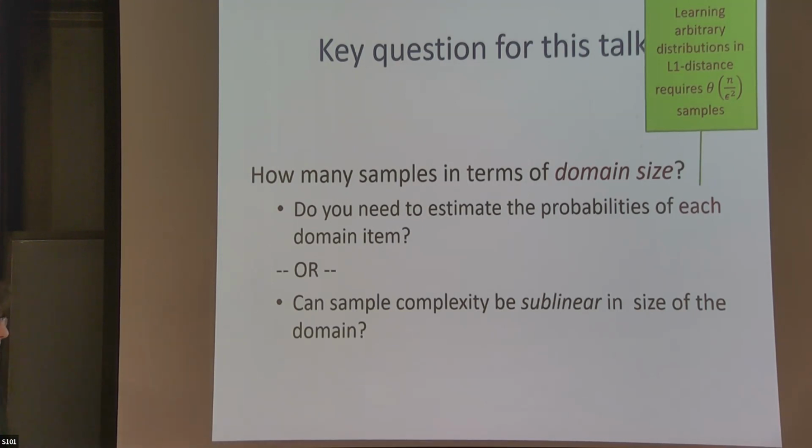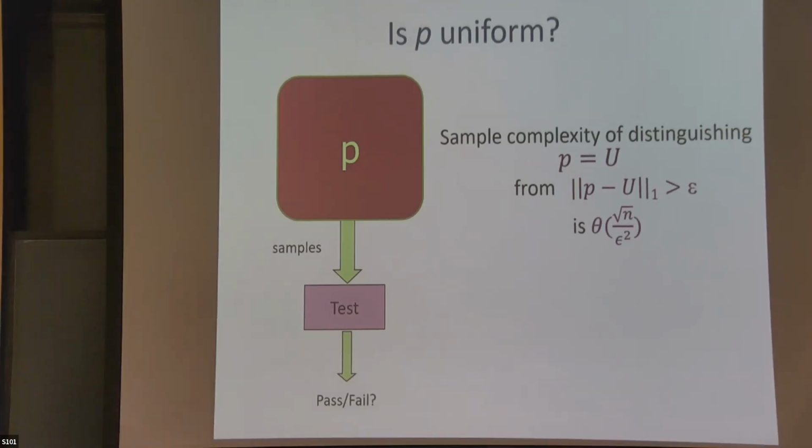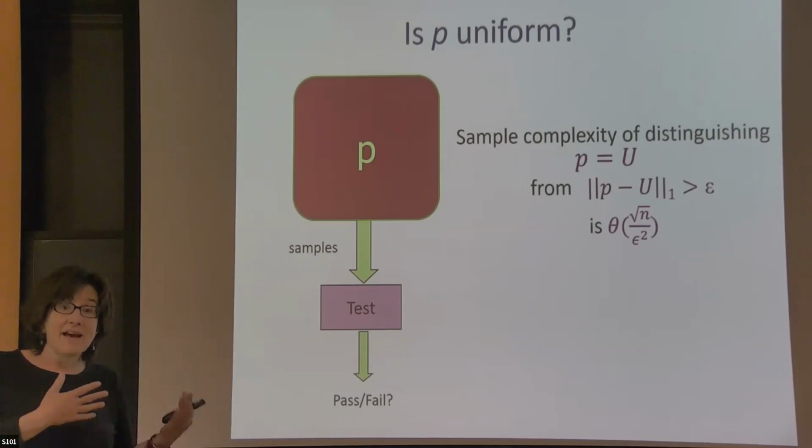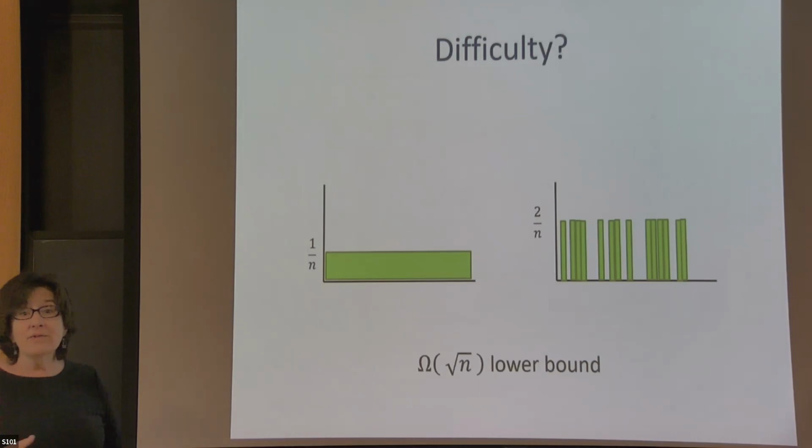Can the sample complexity be sublinear in the size of the domain? Let's start with a simple question: asking whether the distribution is the uniform distribution. The complexity of distinguishing the case when P is actually the uniform distribution from the case when P is epsilon far in L1 distance is root n over epsilon squared. Okay, so here's a lower bound. Here's why it has to depend on root n.